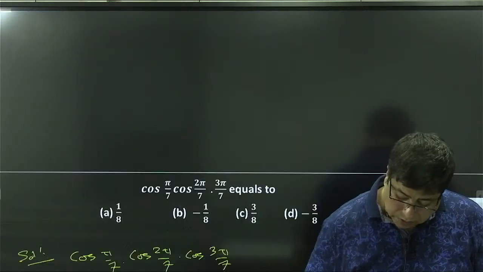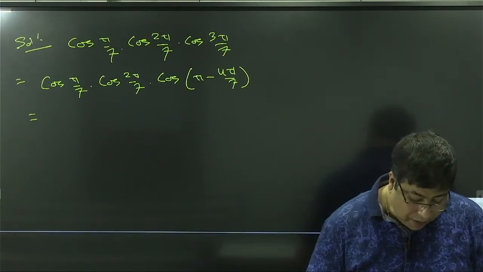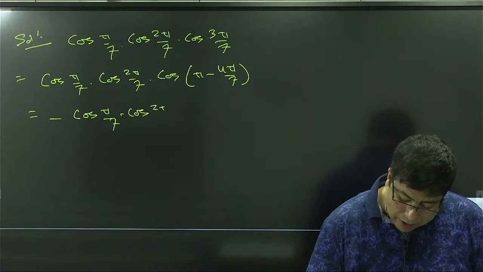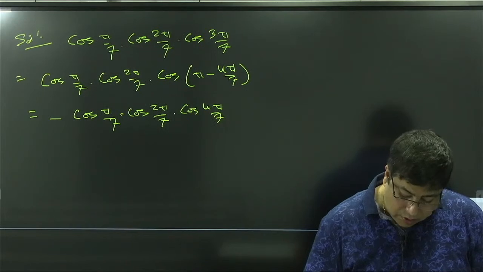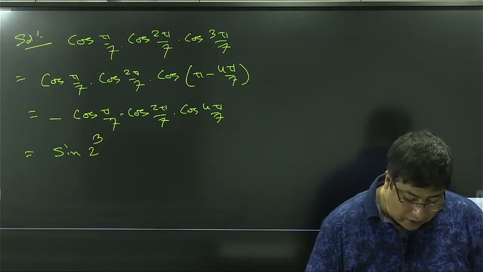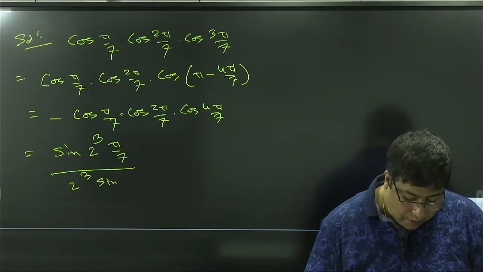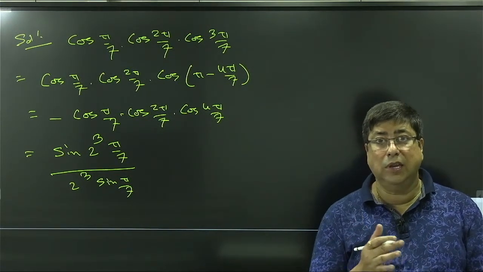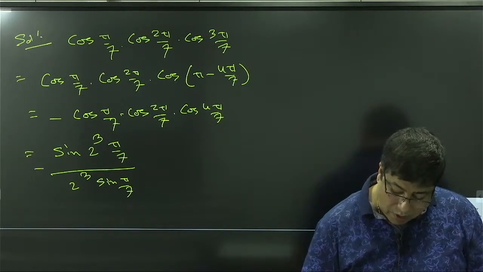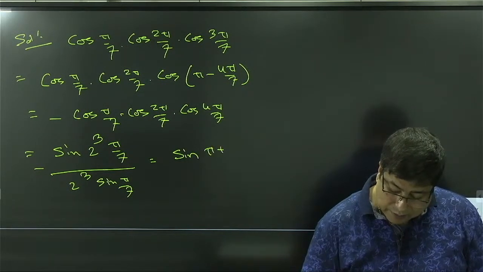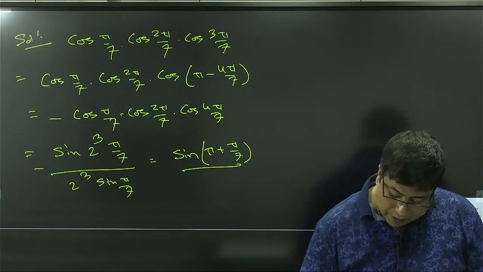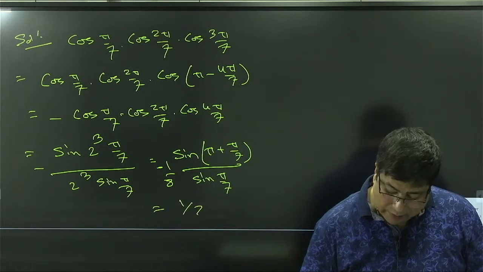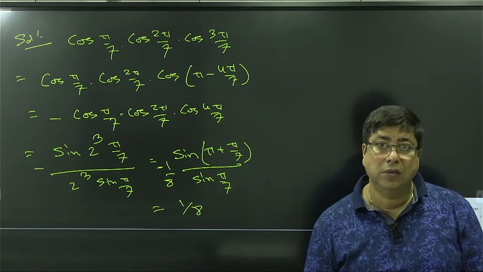Just one line is needed to solve the sum. Just see, we are getting here minus cos of pi minus theta is minus cos theta. Therefore, cos pi by 7, cos 2 pi by 7, cos 4 pi by 7. The answer is coming to be sin 2 to the power n pi by 7 by 2 to the power 3 sin pi by 7, in this case n equal to 3. Sin 2 to the power 3 pi by 7 is 8 pi by 7. 8 pi by 7 means pi plus pi by 7, and sin of pi plus theta is minus sin theta. So outside there is one more minus, and the denominator is 8 sin pi by 7. Sin of pi plus theta is minus sin theta, so the minus signs cancel, and the answer is coming 1 by 8. The sum is over.